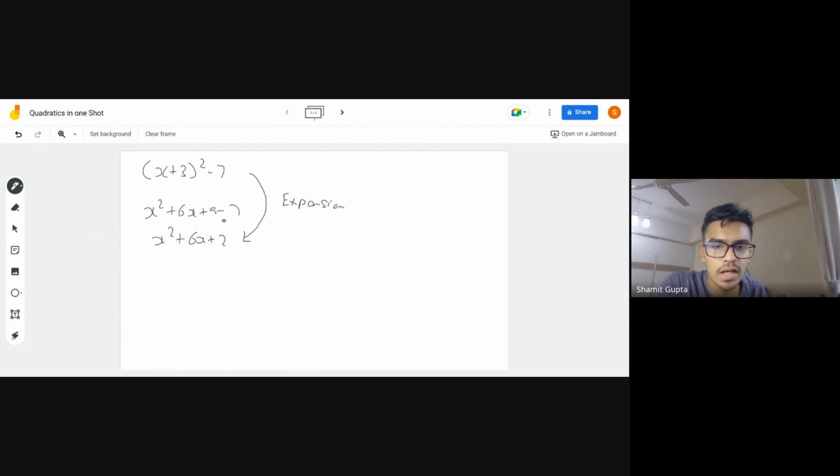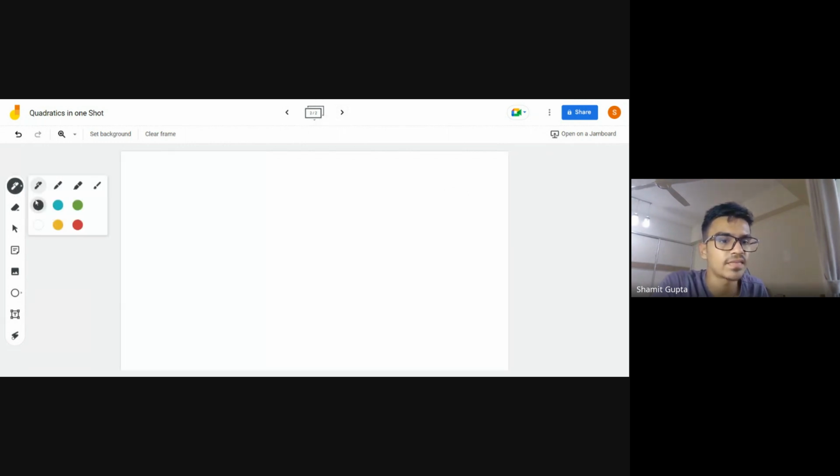Now, what if I want to go back the other way? What if I want to go like this? This is called completing the square. That's basically what completing the square is. And the process of doing that is extremely simple. I just want you to know (a plus b) squared is a squared plus b squared plus 2ab. We all know that.